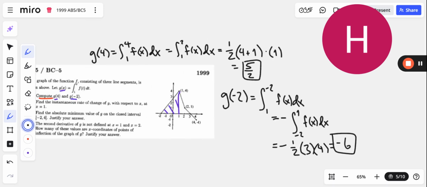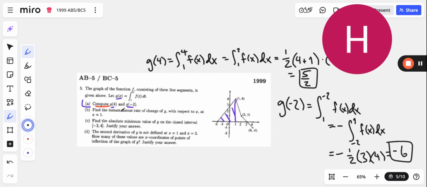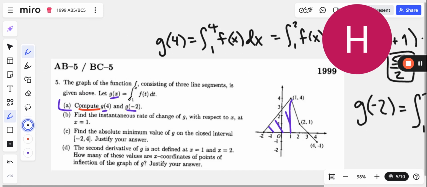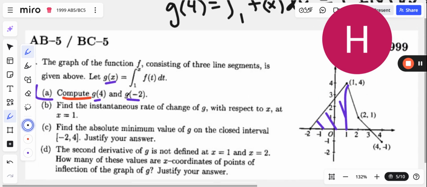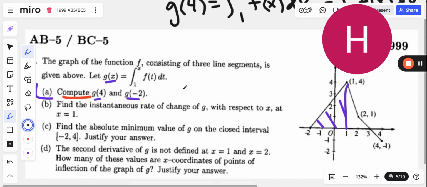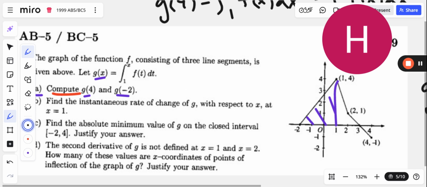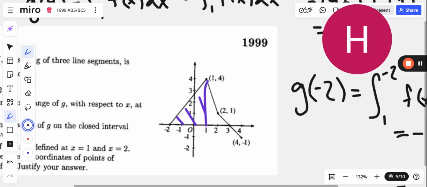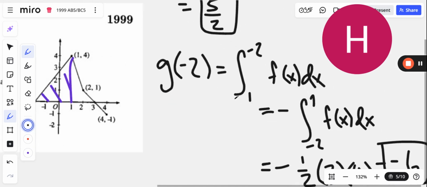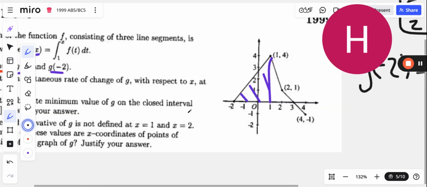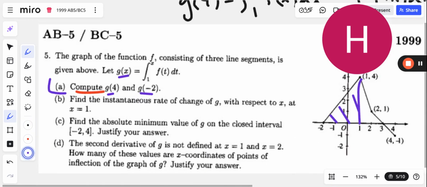Very straightforward use of the definition of the function, keeping in mind that for any x values which are less than 1, we'll have to flip the integral using the properties of integrals, making sure that the bottom limit, the lower limit, is truly the lower value. Okay, let's look at part B now.